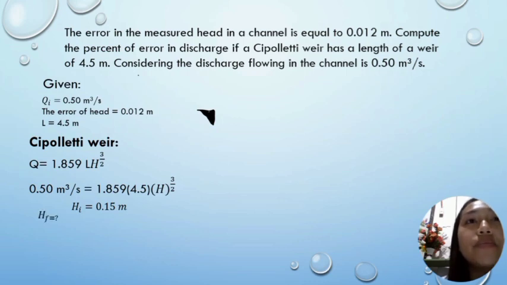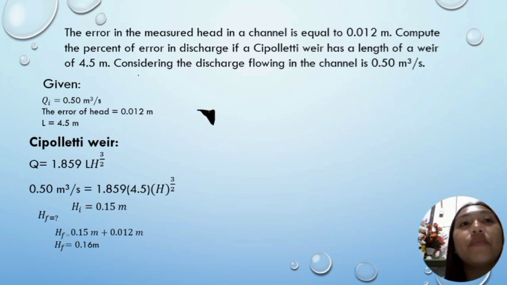Since we already have the initial head, we also need to get the final head. In getting the final head, we need to consider the error of the head. So 0.15 meter plus 0.012 meter. The answer is the final head is equal to 0.16 meter. Now after that, we also need to get the final discharge.